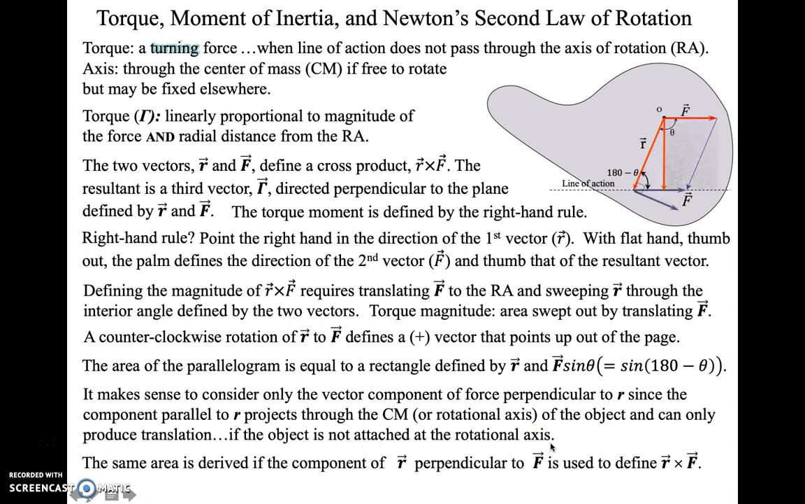But anyway, we'd have the same area defined if I were to take a component of the radius vector and multiply it by the force vector.